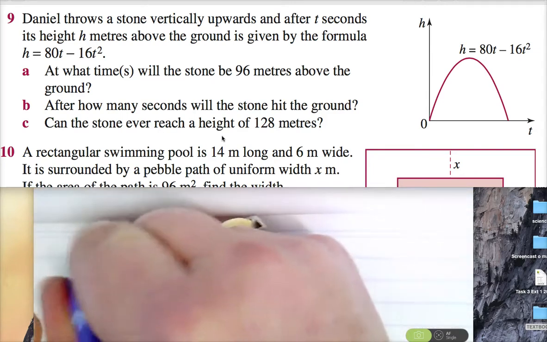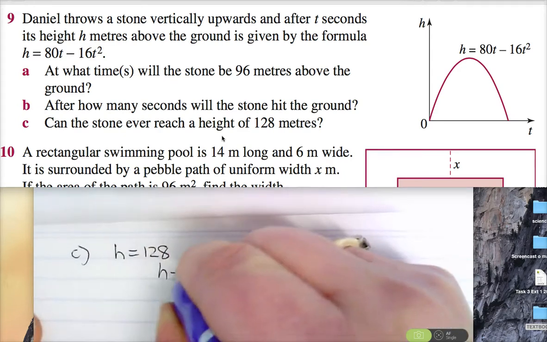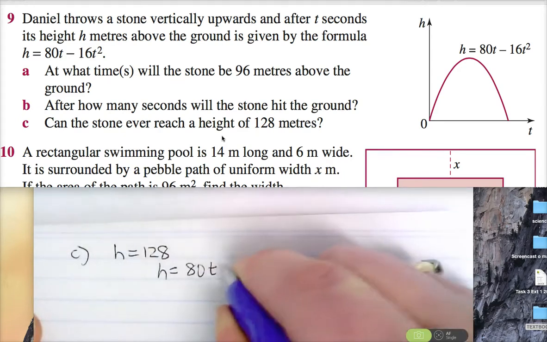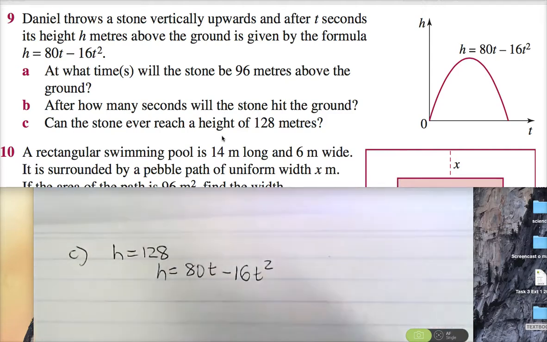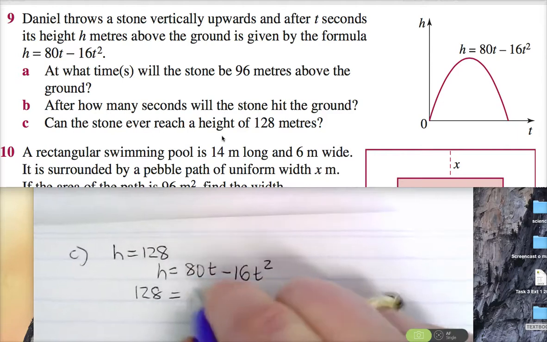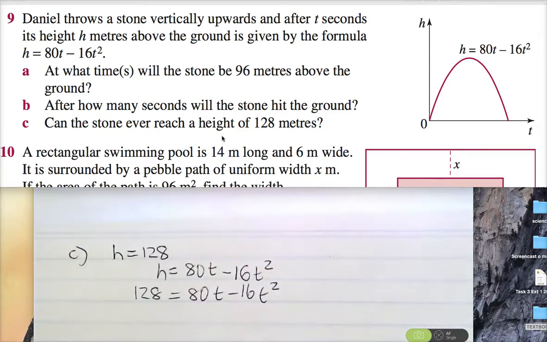So for part C, will it ever reach a height of 128? So H is 128. We know that the formula is H equals 80t minus 16t squared. We put in 128 equals 80t minus 16t squared. What do we do now, girls? We take everything over to the left.